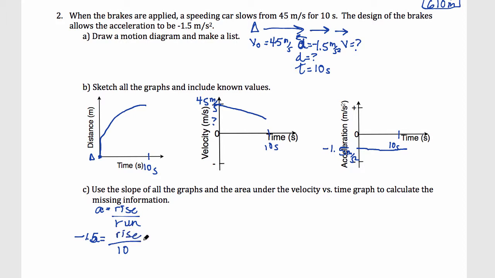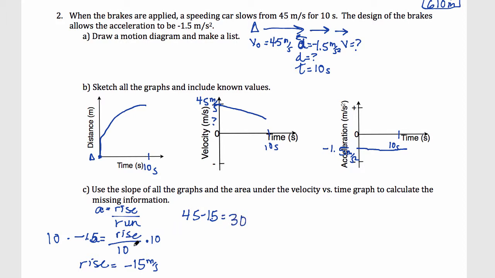And if you multiply by 10, it's being divided by 10, so if you multiply by 10, it gets rid of that 10, takes it to the other side. So to get the rise is negative 15. Just for a second. So if you look at that, it goes down 15. So you have to think of what's the final velocity then? Well, it's 45 minus 15, right? So if you do that, 45 minus 15, and that will give you 30.